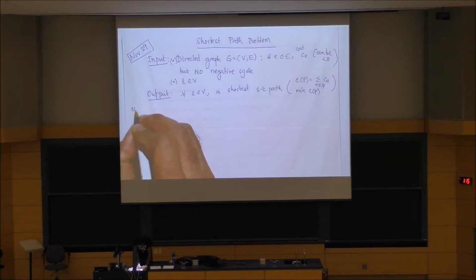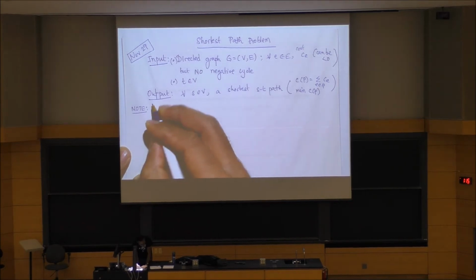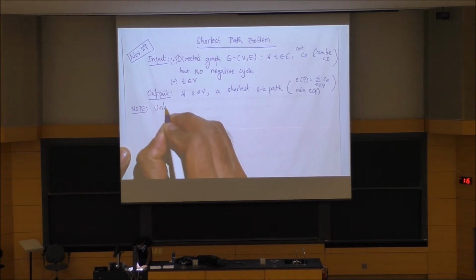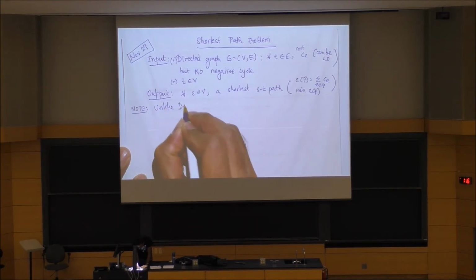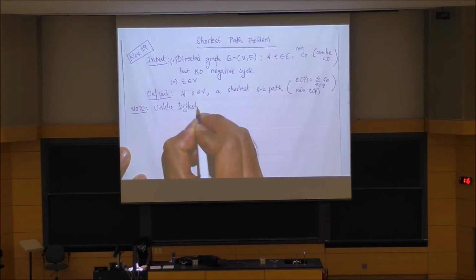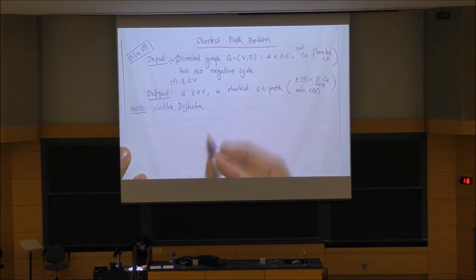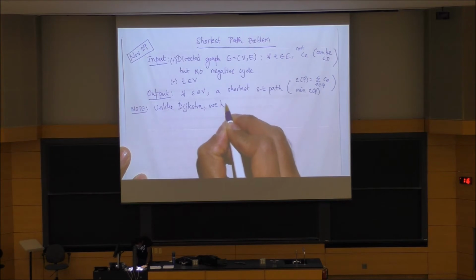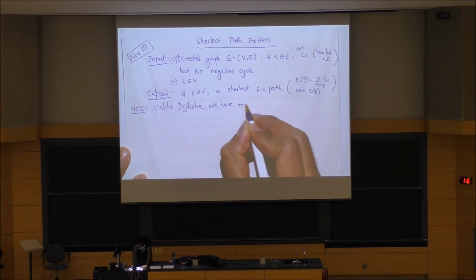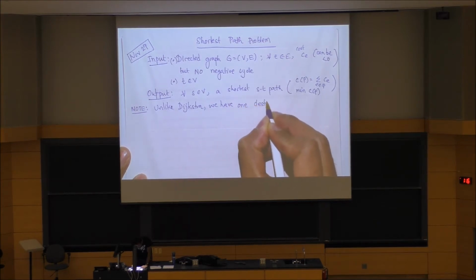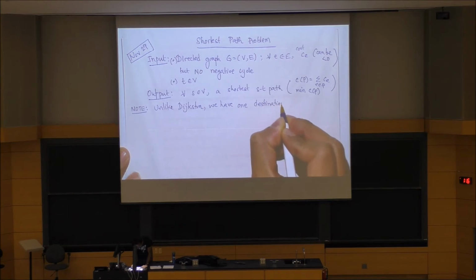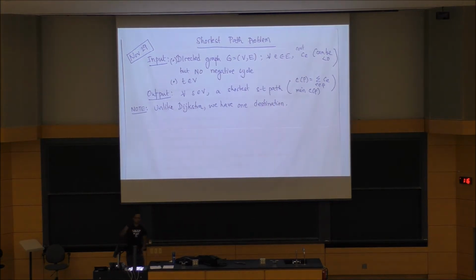So as I had mentioned, unlike the case of the Dijkstra algorithm or the problem we looked at, here we have one destination, whereas in Dijkstra we had one source. Okay.